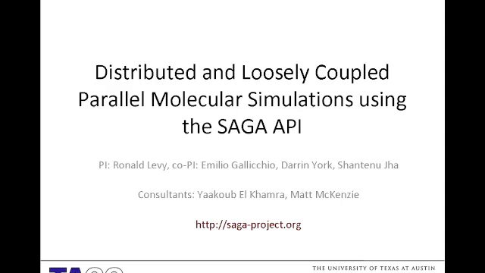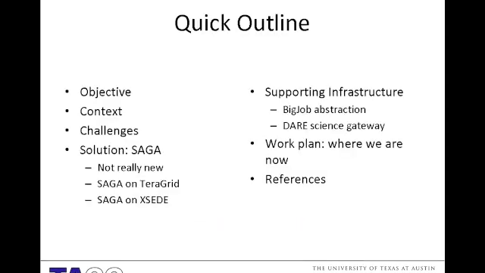All right, so good morning and good afternoon to those of you who are on a reasonable time zone. My name is Yaakoub Kharma. I'm here with Matt McKenzie, and we'll be talking about the ECSS project called Distributed and Loosely Coupled Parallel Molecular Simulations using the Saga API. What we're going to be talking about today is a bit of the background information and the progress we've made since we started September 15th.